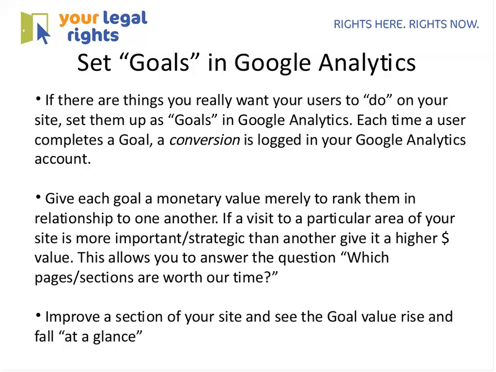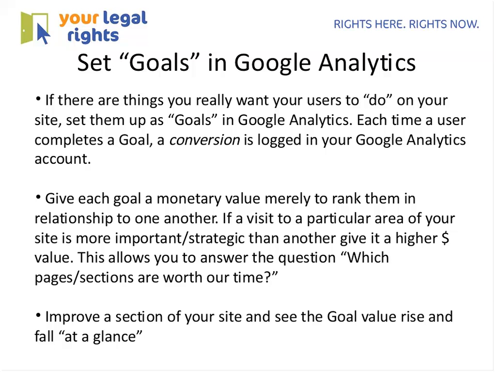Even though we're probably not raking in money from these sites, that's not the point, but it does let you rank one thing to another. So if the most important thing on your site is that they order your print publications, then the goal of them completing the order form, you could make that $10, and then perhaps them just browsing and opening the web versions of your various things might be $5. So by giving things a monetary value, you can rank them in relationship to one another.